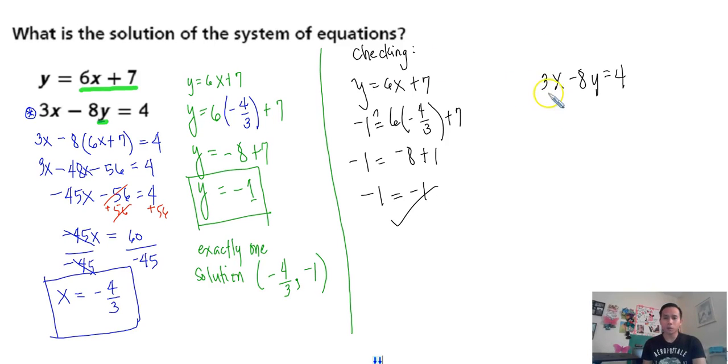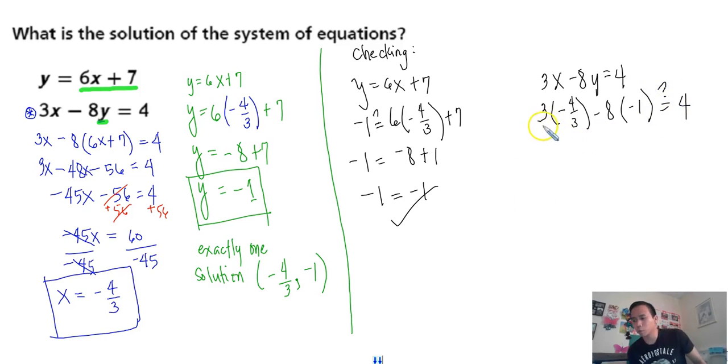Now, on the second equation, we have 3 times negative 4/3 minus 8 times negative 1. Is that equal to 4? That's a question mark, okay? Is that equal to 4?